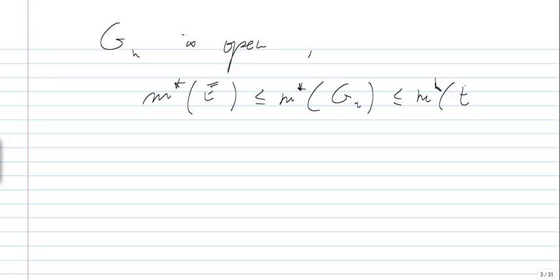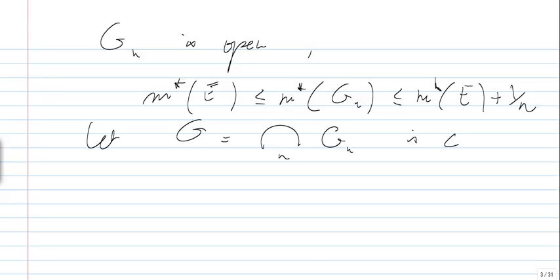We know that the outer measure of E is less than or equal to the outer measure of G_n, which is less than or equal to the outer measure of E plus 1 over n, for every n. So now let G be the intersection of the G_n's. This set is a G delta because it is a countable intersection of open sets. Now what do we know? We know that E is a subset of G.